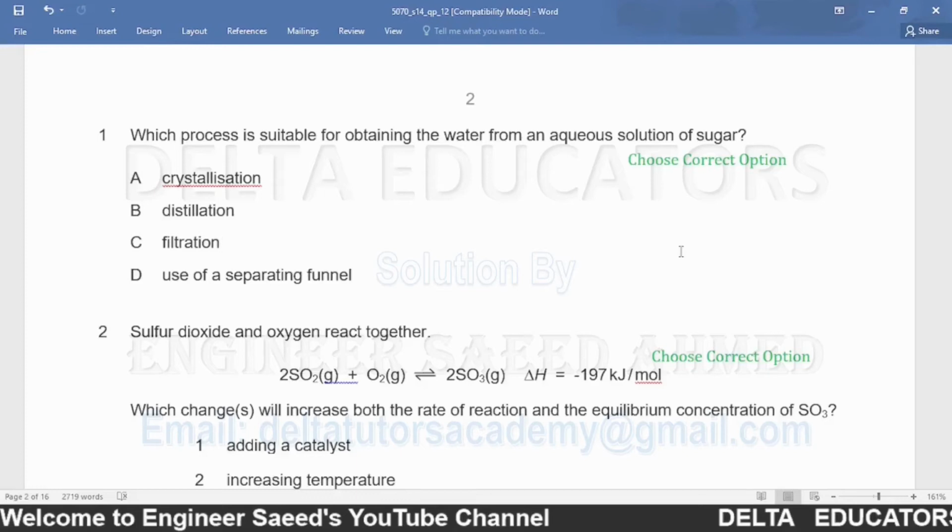O-Level Chemistry, Paper Code 5070, Paper 1 Variant 2, May-June 2014. Question 1. Which process is suitable for obtaining the water from an aqueous solution of sugar?